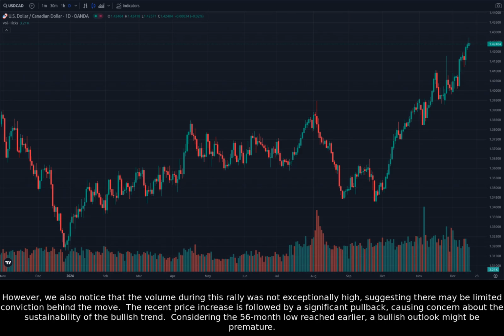However, we also notice that the volume during this rally was not exceptionally high, suggesting there may be limited conviction behind the move. The recent price increase is followed by a significant pullback, causing concern about the sustainability of the bullish trend. Considering the 56-month low reached earlier, a bullish outlook might be premature.